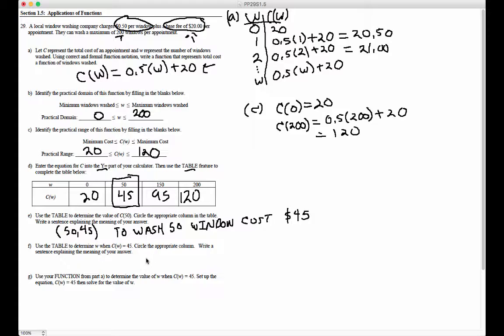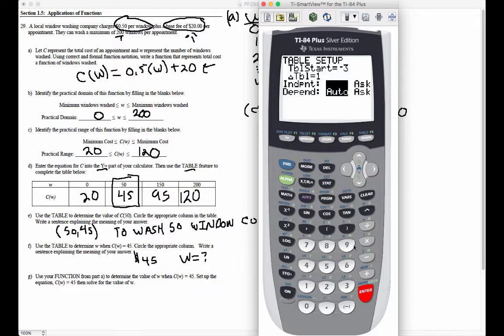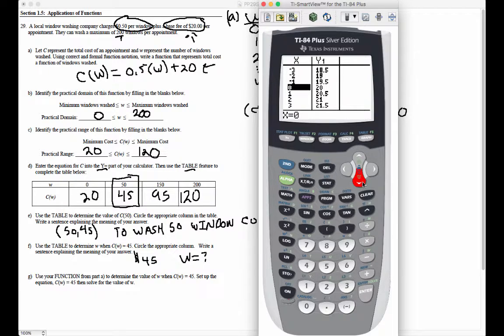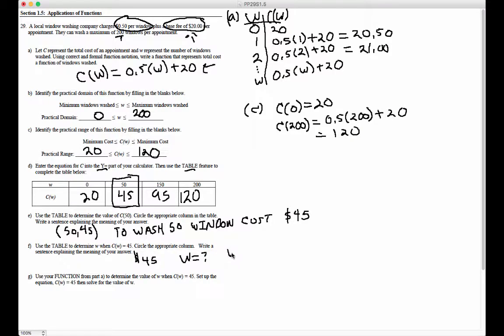C of W equal to 45 means we want to find $45 in our table, and what is the corresponding value of W? I mean, obviously we know it's 50, but just to lead us through it, let me show you what you would do if you didn't know that. Go to the table, and scroll watching the Y1 column until you see the number 45 show up in the Y column. Once that shows up, you know the corresponding value of X is going to be equal to 50. I'll let you write the complete sentence for that.